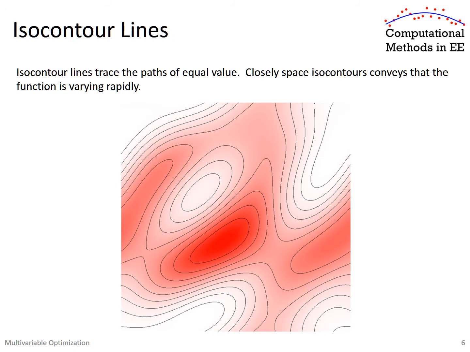Isocontour lines. We form isocontour lines in scalar functions, and we draw those lines along where that scalar function has the same value. Think of this as a topographic map that's mapping the altitude of the terrain. If you were to walk along one of those isocontour lines, you would not be going up or down. You would stay at the same elevation.